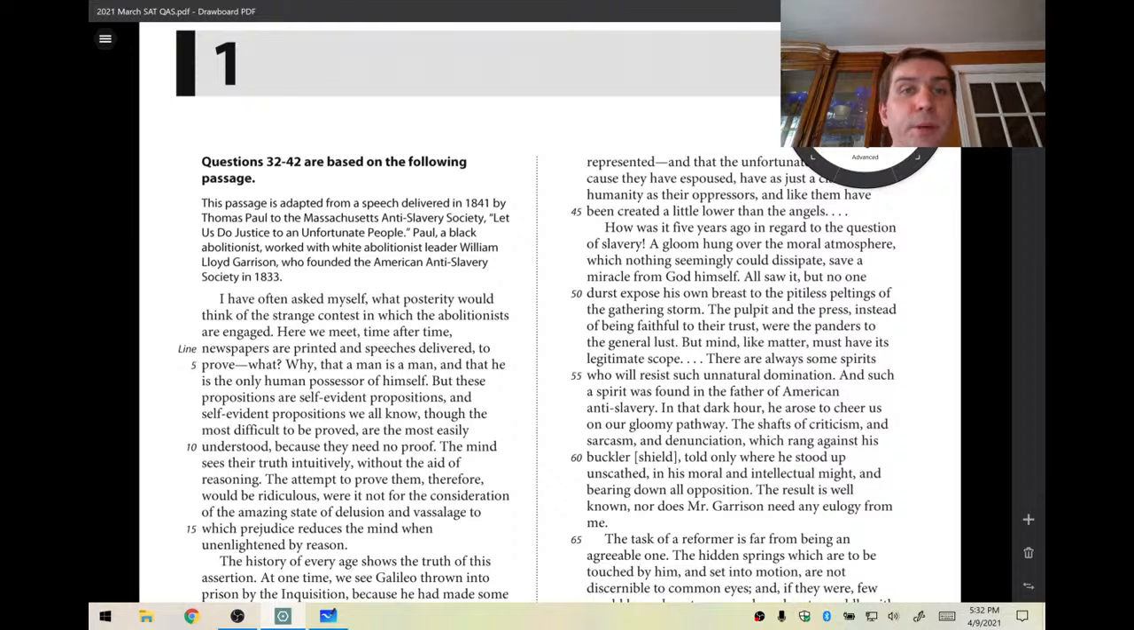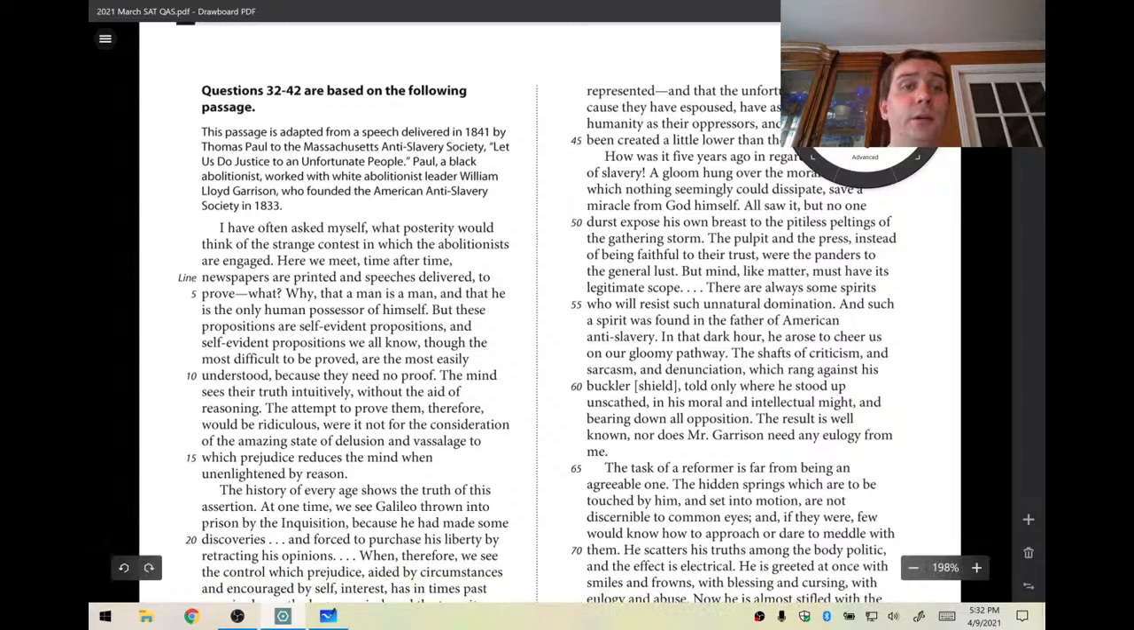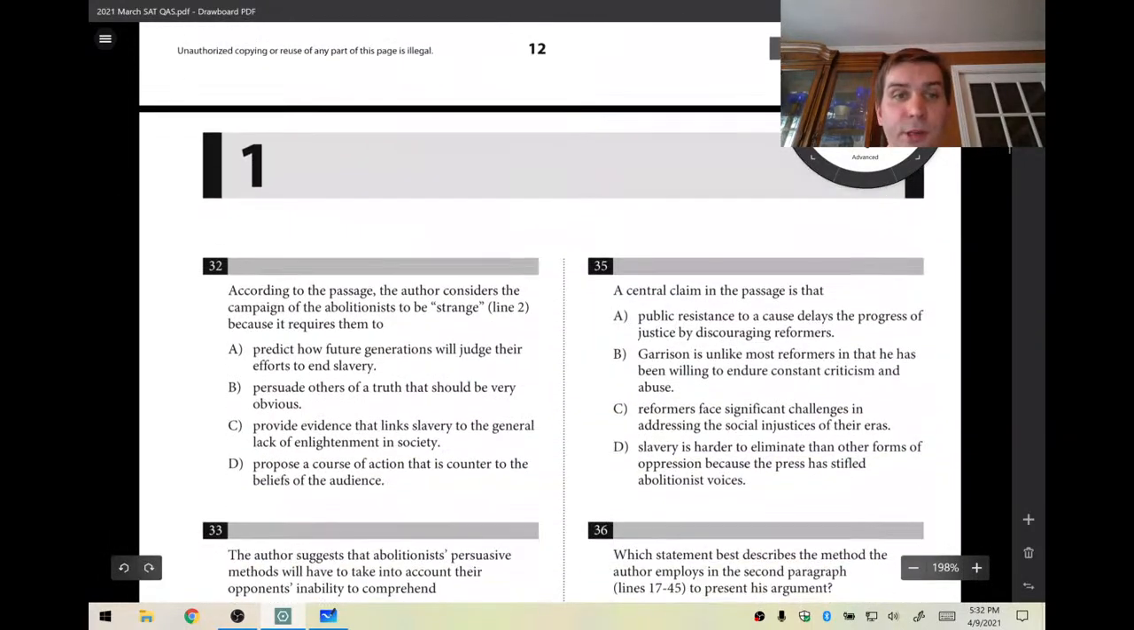This one is from a speech delivered by an abolitionist. Yeah, so this is the global conversation passage for this SAT essay. So we're going to read from this abolitionist. This is a speech delivered in 1841 by Thomas Paul to the Massachusetts Anti-Slavery Society. It is called "Let Us Do Justice to an Unfortunate People." They note Paul, a black abolitionist, worked with white abolitionist leader William Lloyd Garrison, who founded the American Anti-Slavery Society in 1833. All right, so let's jump to the first question for this passage, which is 32.